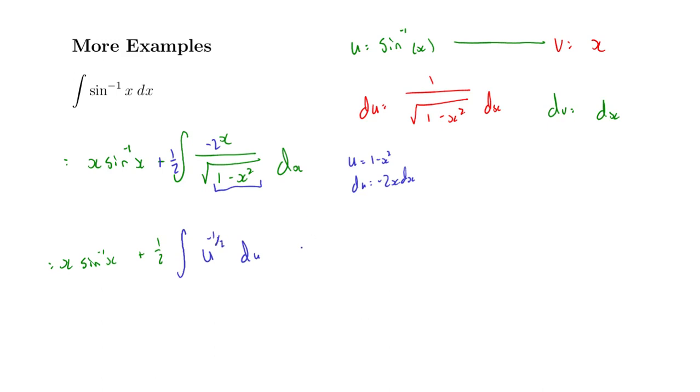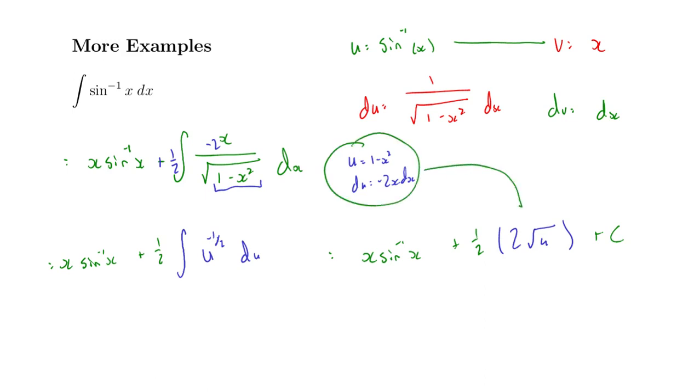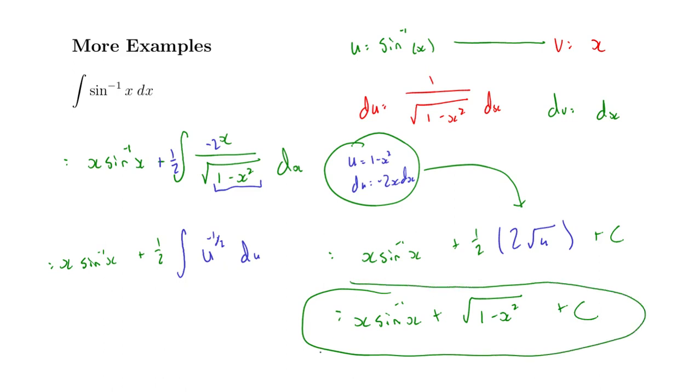I can anti-differentiate this by adding 1 to my exponent and dividing. So I'm going to get u to the 1/2 over 1/2. Division by 1/2 is really multiplication by 2. u to the 1/2 is really a square root. And then I've got my plus c. And now I can put this u back in place. I've got x sine inverse x plus the square root of 1 minus x squared plus c. That is the antiderivative family for the sine inverse x function.